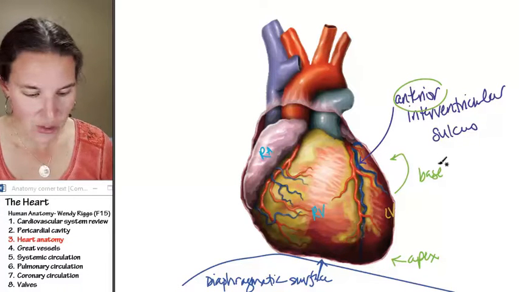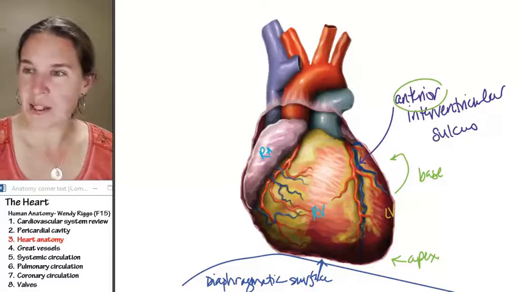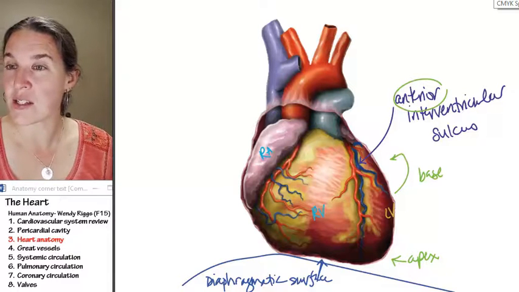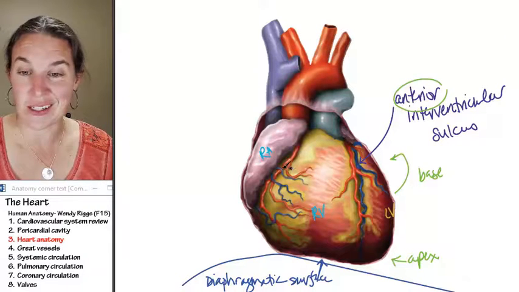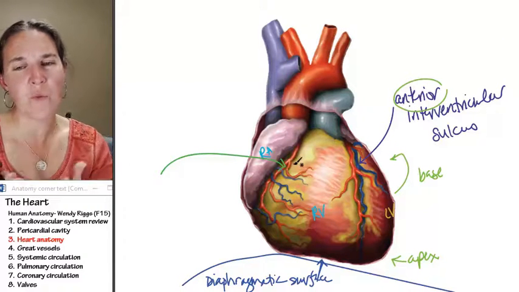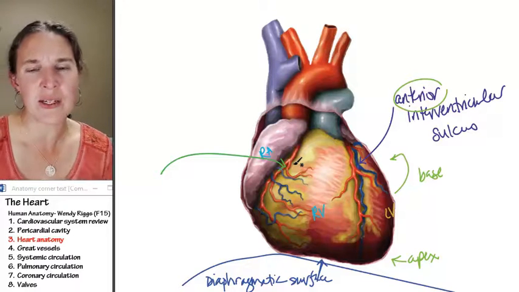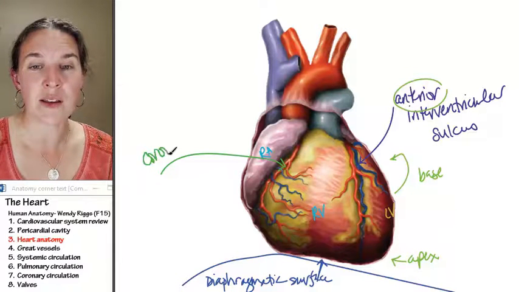There's another sulcus here. This one is called the coronary sulcus. And I'm just going to tell you, it's this little dip right here. It almost goes between the right ventricle and the right atrium, and it's the coronary sulcus.